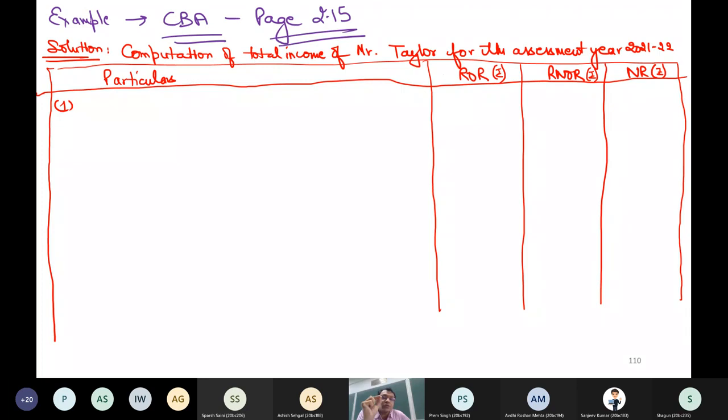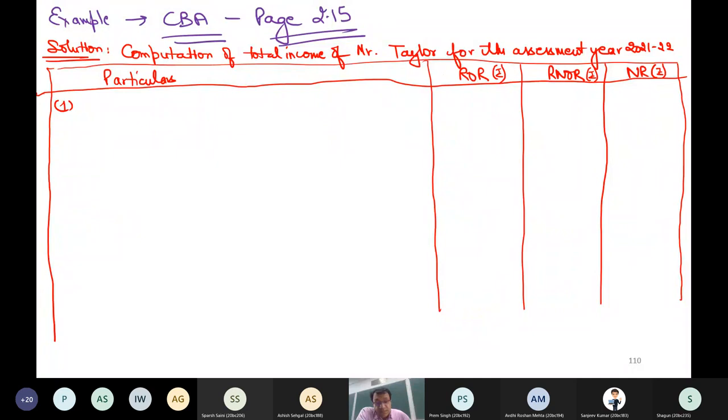Actually accrued in India or not? Actually received in India or not? Deemed to be accrued in India or not? Deemed to be received in India or not? If all these things are not happening, then of course I will say that income is accrued as well as received outside India. So I will apply another provision.